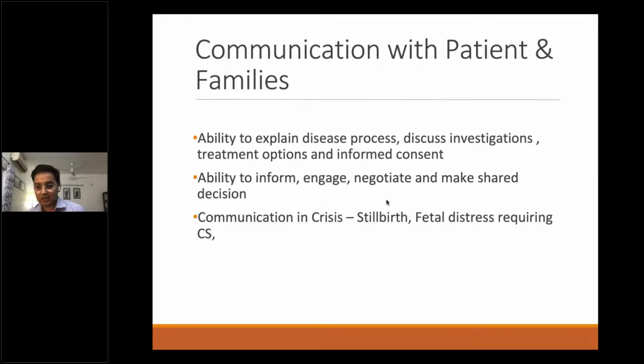And in obstetrics, the ability to very rapidly build a relationship or rapport with patients, particularly when they are at their most stressed and vulnerable, sometimes in crisis-like situations, like when you're dealing with fetal distress and you require a cesarean section. That ability to build rapport with a patient in a very short span, in a crisis-like situation, is a skill particularly needed in obstetrics.